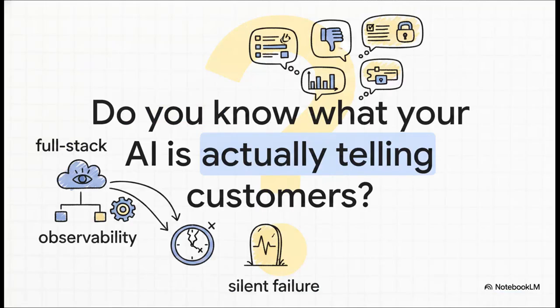So I'll leave you with this final thought to chew on. Without full-stack AI observability in place, can you truly guarantee what your models are doing in production right this second? Because if you're only tracking uptime, there's a very real chance your AI is already failing completely silently.